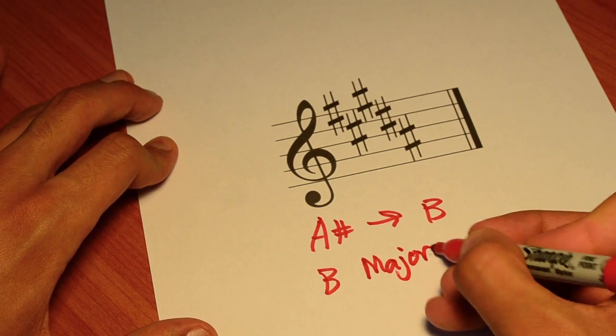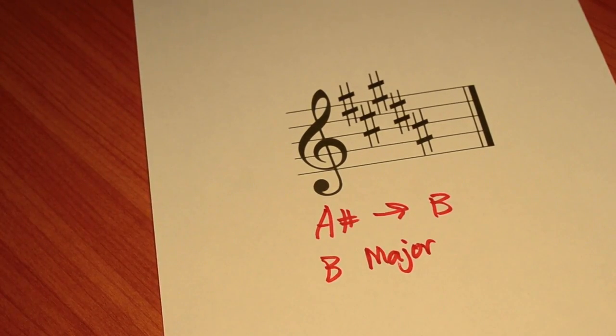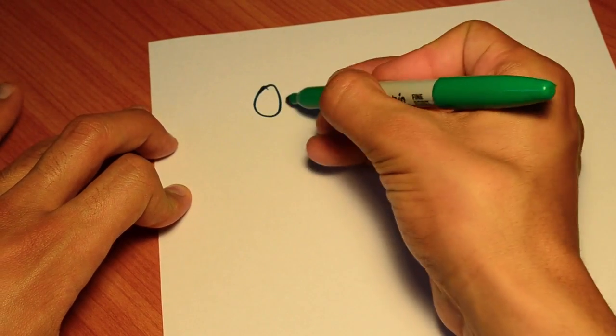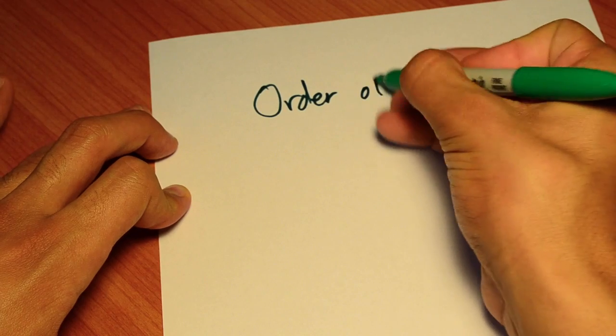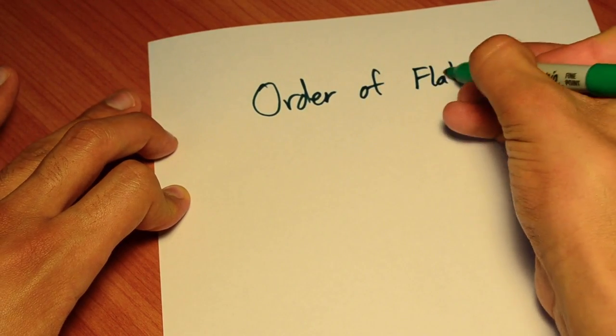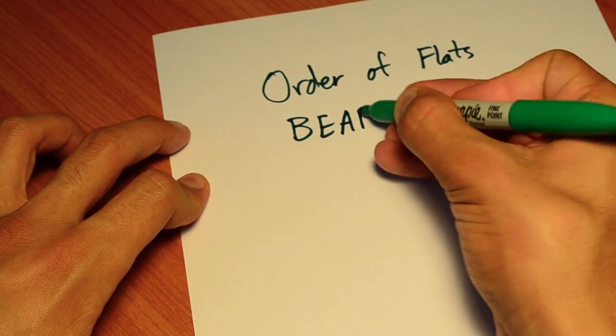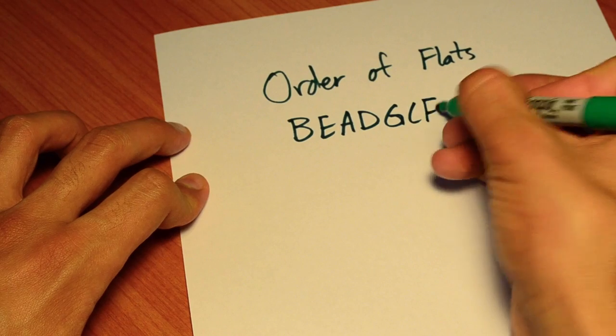So just keep track of whether you're going a half step up or a half step down, depending on whether you're going from the name of the key to key signature, or vice versa, from the key signature to the name of the key. And similarly, there's a very similar process for finding the flats in a key. I'll use a different color here. Order of flats. So our order of flats is going to be B, E, A, D, G, C, F.